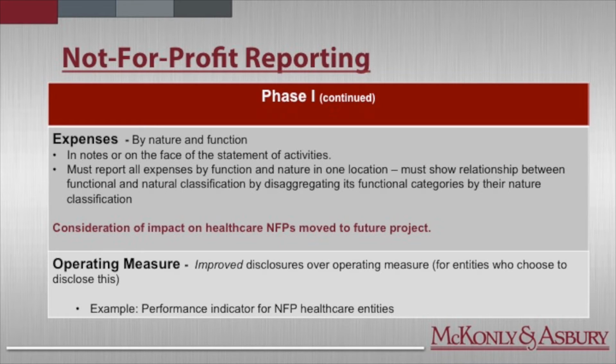So you can't have one of them on the face of the statement of activities and one of them in a footnote. You have to put that disclosure all in one place so that they can be compared. And they're creating some examples of what that would look like so that you can leverage that. So you have to show that relationship between the functional and natural classification.